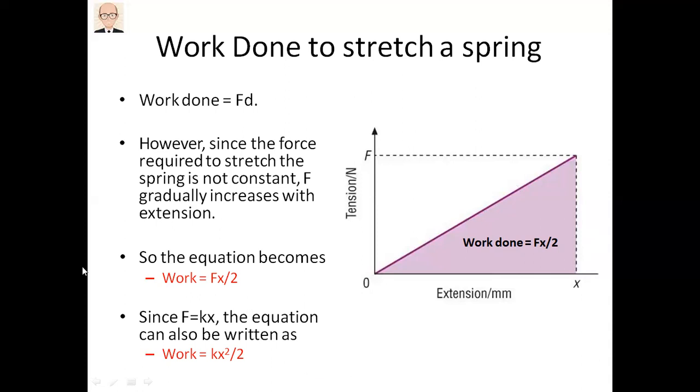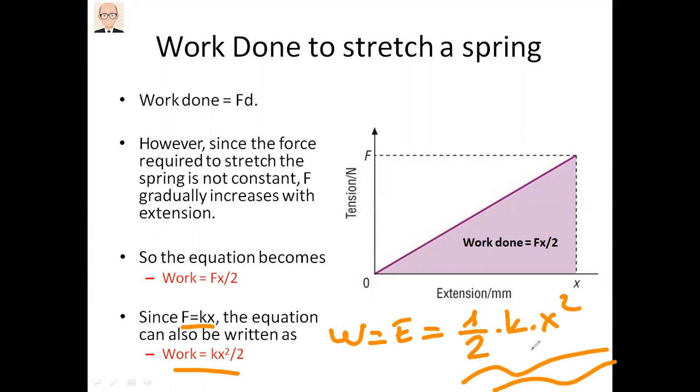And if we place Hooke's law in this equation, we know that F is equal to K times X. Since F is equal to K times X, the work is going to be equal to K times X squared divided by 2. Basically, we can write work or energy stored in a spring as 1/2 times K times X squared. That equation is also similar to kinetic energy.